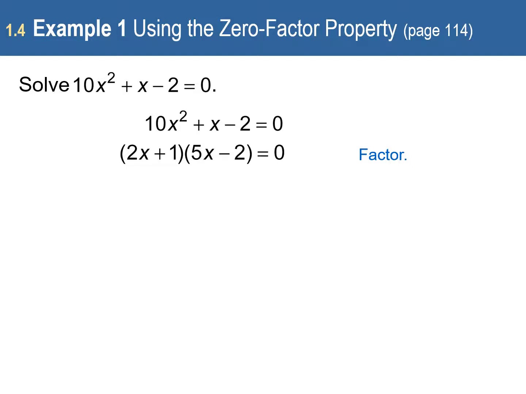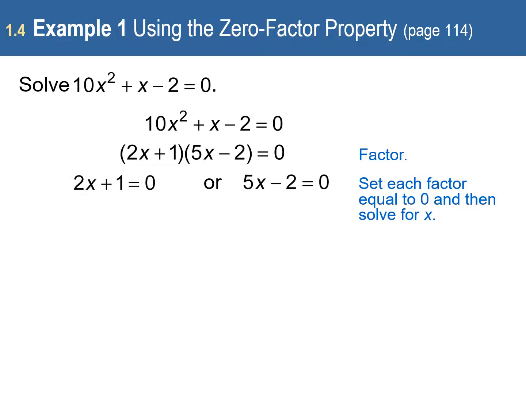So using the zero factor property, this means that either 2x plus 1 is equal to 0, or, and that or is very important, 5x minus 2 is equal to 0. So you fully factor first and then set each term equal to 0. Now I'm going to solve for x. So 2x is equal to negative 1, or 5x is equal to 2, and you can do these as two separate problems. So x is negative 1/2, or x is 2/5.